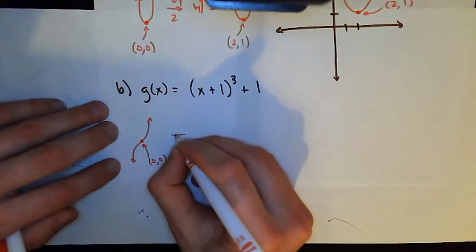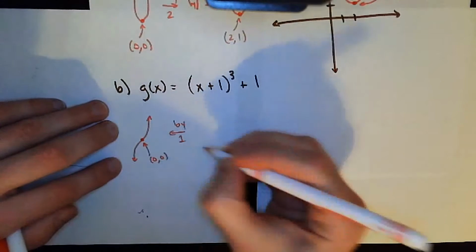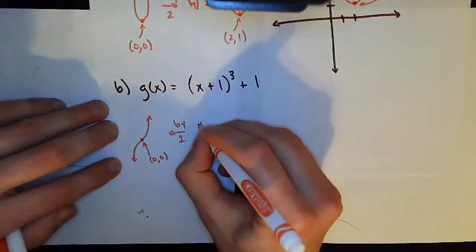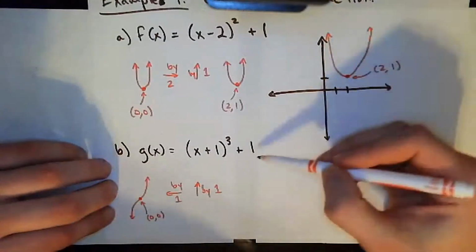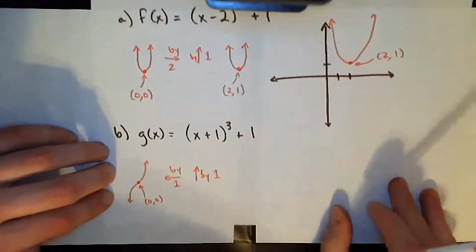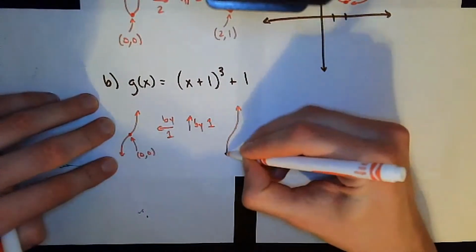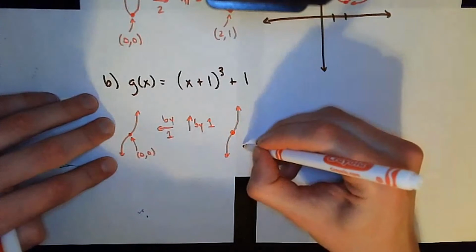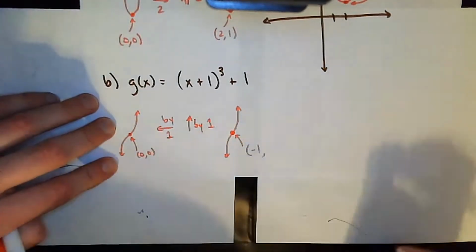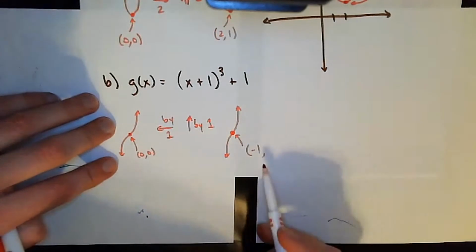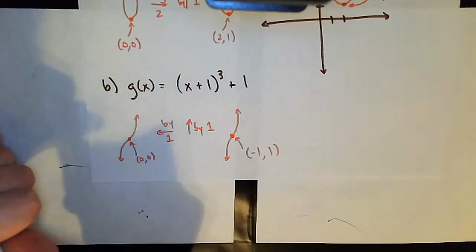And I'm going to be moving it left by 1 because of that plus 1 inside, and up by 1, just like the last problem, because of the plus 1 outside of the base function x cubed. So my new graph is going to have the same general shape, except that little origin point is going to turn into: left by 1 means negating the x value, so -1, and up by 1, so that y value will still be +1.